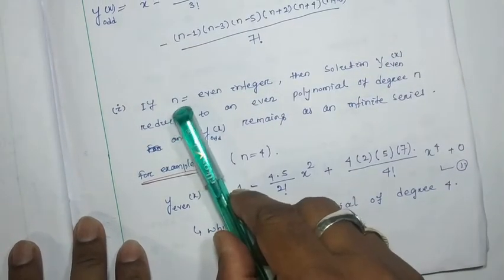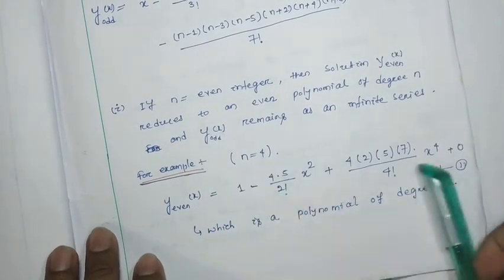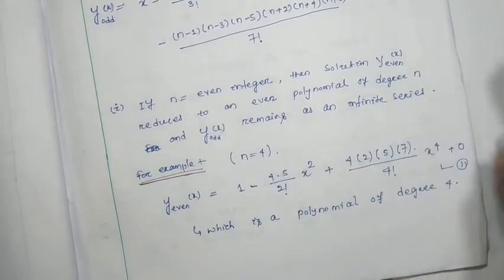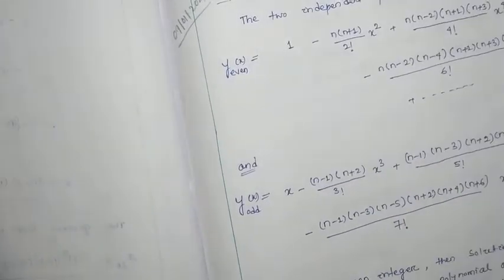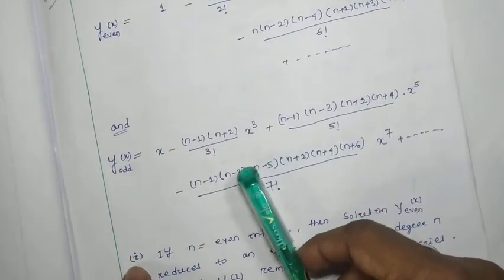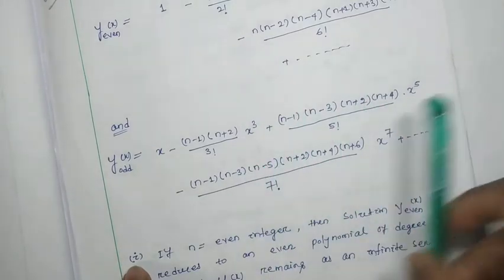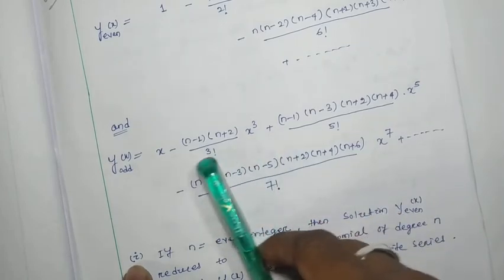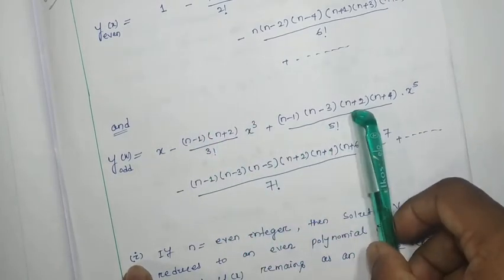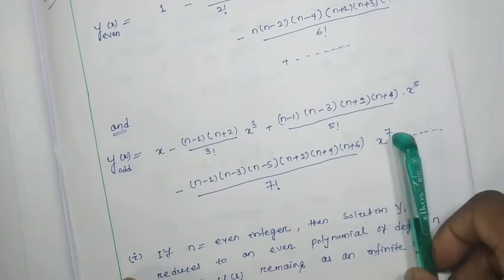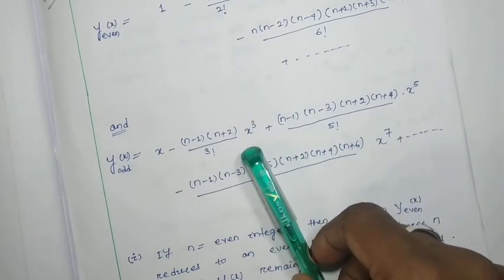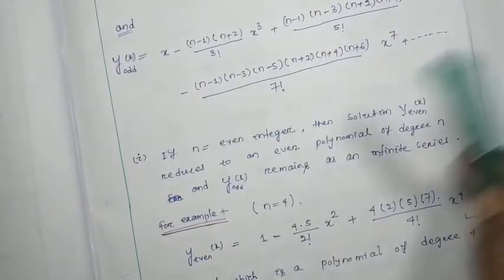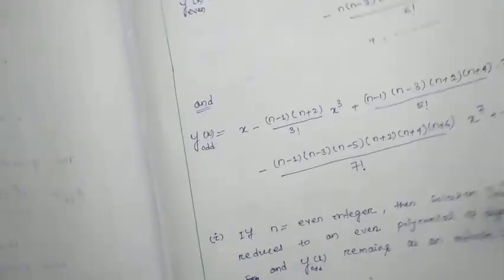So here how much have I taken n? n equal to 4. So this polynomial has degree x to the power 4. Okay. And y odd will be how much? If I consider n equal to 4 for this case, we are going to get an infinite series, because there is no n minus 4 term. We are not going to get any such term in any place. So hence y odd remains an infinite series.